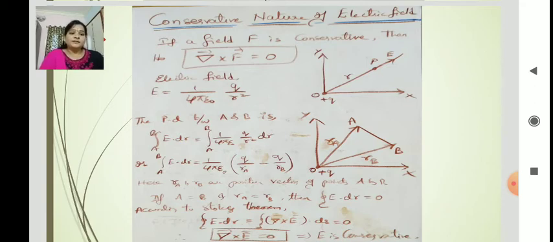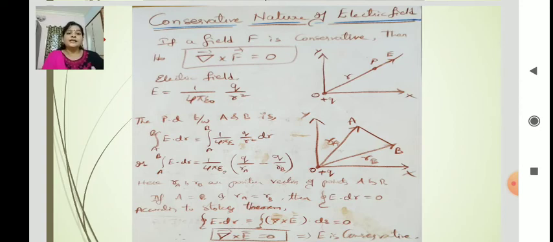Now in figure 1, consider a positive charge plus Q at O, at the origin. At a point P at a distance r from O, the electric field intensity is E. At point O we are considering the positive charge plus Q. The electric field intensity is given by 1 by 4 pi epsilon naught Q by r square.